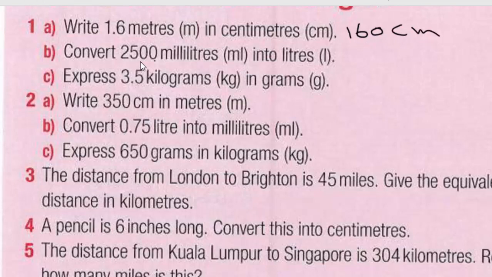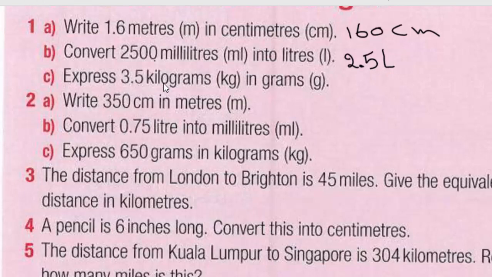Convert 2500 milliliters into liters. We know 1 liter is 1000 milliliters. Here we have 2000 milliliters, which means we have 2 liters, and 500 milliliters is half a liter. So we have 2.5 liters.